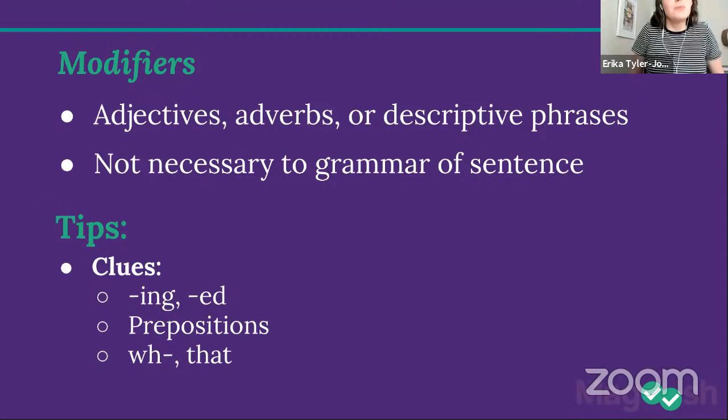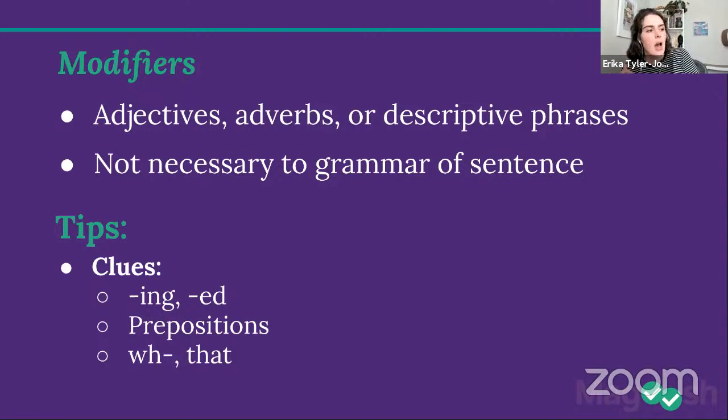WHs, especially when they come after commas. Some examples: which, who, when. Those words signify what's called a relative clause. You don't need to know that word, but it's a type of modifier. So if you see a which phrase or a who phrase or a when phrase, got it. That is also a word that indicates a relative clause.